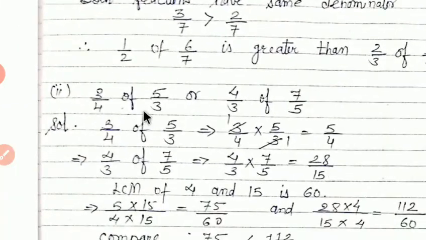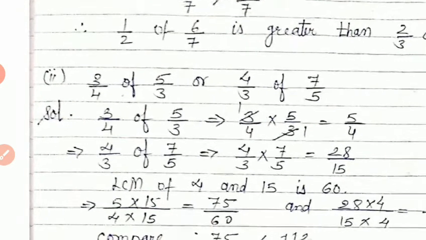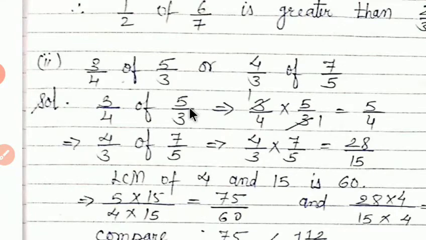Same, second one: 3 by 4 of 5 by 3 or 4 by 3 of 7 by 5. So first you'll find the answer of separate numbers. So 3 by 4 of 5 by 3: 3 by 4 into 5 by 3. We can cut 3 by 3. So left is 5 by 4. Second one, 4 by 3 of 7 by 5. So 4 by 3 into 7 by 5. Here division is not possible, so directly we'll multiply here. 4 7s are 28, 3 5s are 15.